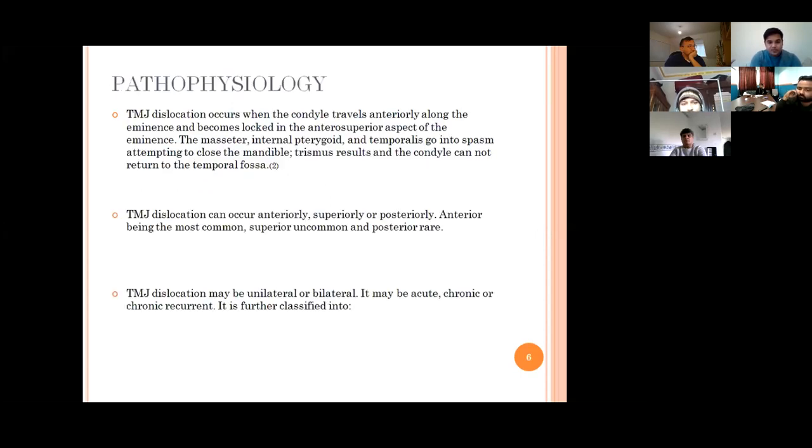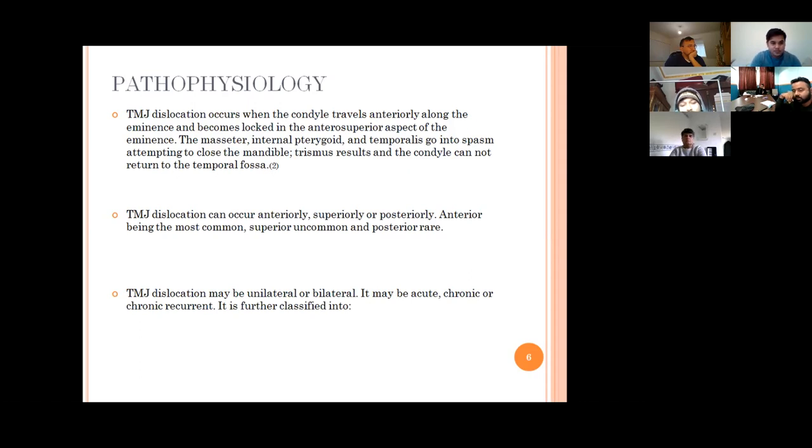Now coming to the pathophysiology of the TMJ dislocation. TMJ dislocation occurs when the condyle travels anteriorly along the articular eminence and becomes locked in the anterior superior aspect of the eminence. This leads to spasm of the masseter, internal pterygoid, and temporalis muscles, the muscles of mastication, which leads to attempting to close the mandible. This results in trismus, and the condyle cannot return to the temporal fossa.